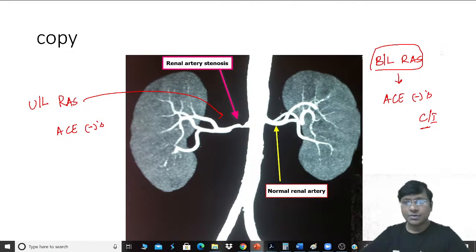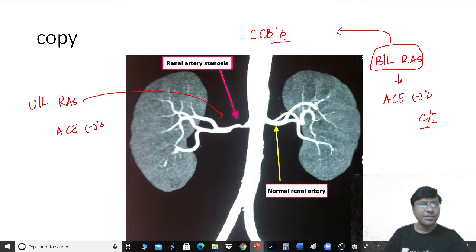Okay, so in bilateral renal artery stenosis, how do you treat hypertension? You need to give calcium channel blockers. Next, in refractory cases, what will you do?